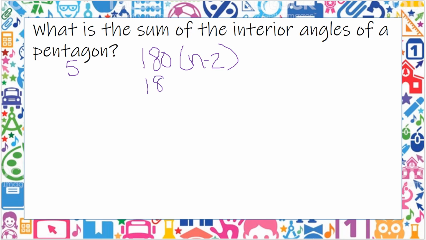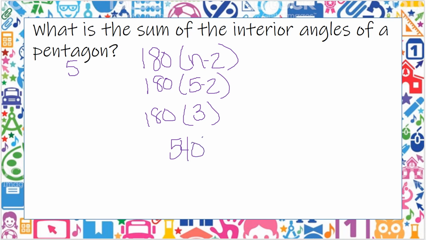The n is the number of sides. So here it would be 5 minus 2. So 5 minus 2 is 3. 180 times 3 is 540 degrees. So the sum of the interior angles is 540 degrees.